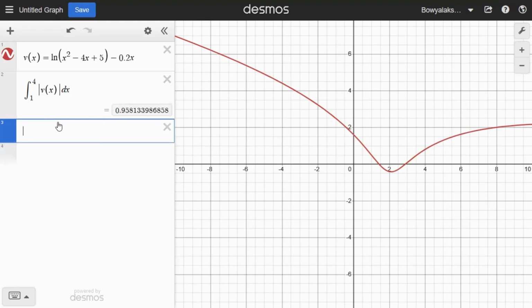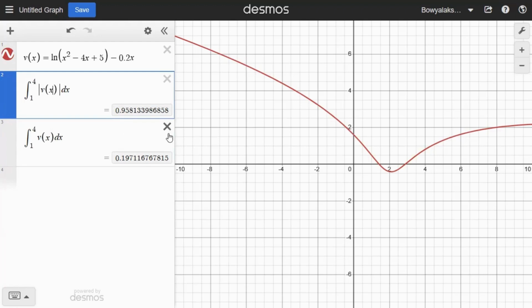Okay, let's see what happens without modulus. Integral 1 to 4 of v of x dx without modulus. You see the difference? So for total distance here we got this. So the negative parts will be cancelled out. Modulus, so absolute value. Distance means always absolute value. This is wrong. So rejecting this, this is the correct one.